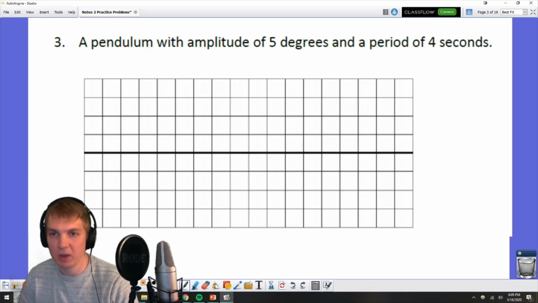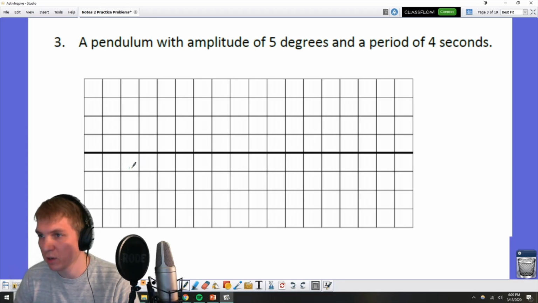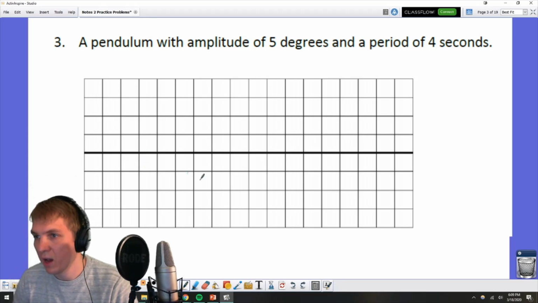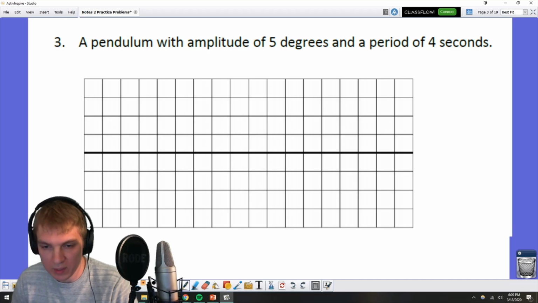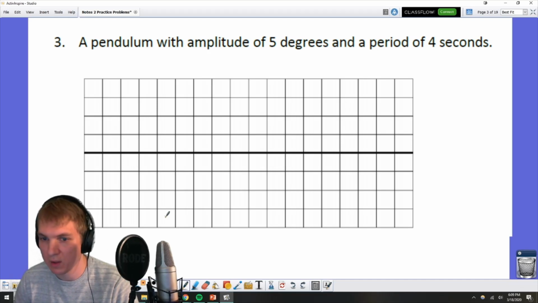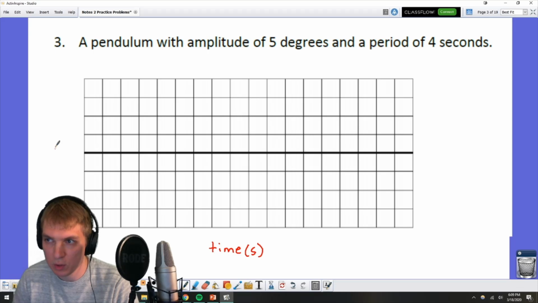All right, number 3, a pendulum with an amplitude of 5 degrees in a period of 4 seconds. So you can see here, we're basically just doing the same thing, practicing our graphing. We're going to put time on the bottom because that's what notes 2's told us to do. So we're going to put time in seconds here. And amplitude goes here, but in this time, we're going to measure it in degrees.